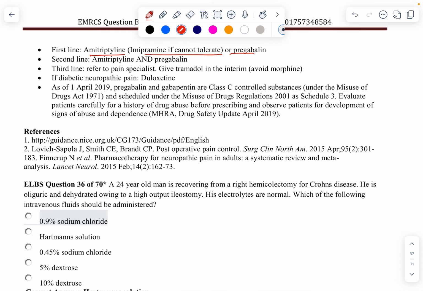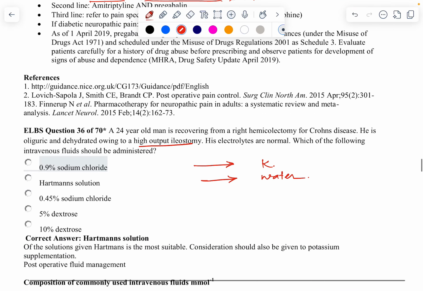A 24-year-old man is recovering from a right hemicolectomy for Crohn's disease. He is oliguric and dehydrated owing to a high output ileostomy. His electrolytes are normal. Which of the following intravenous fluids? Oliguric, high output ileostomy. Ileostomy means the loss will be potassium and water. So you need Hartmann's, which contains the potassium. That's why.